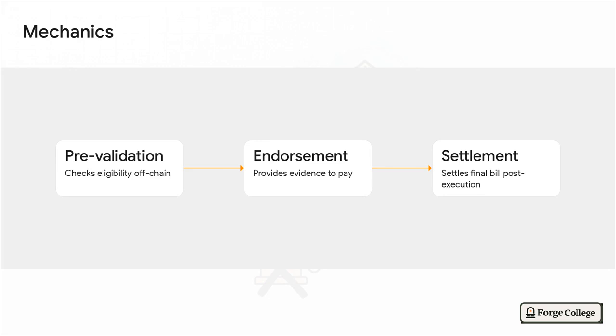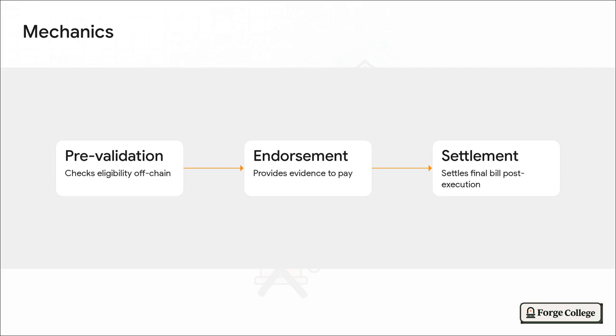This is where the paymaster checks eligibility off-chain. It's looking at nonces, the sender, or off-chain signals just to see if they actually want to pay for this specific transaction. Step 2 is endorsement. Here, the paymaster provides hard evidence to the bundler that, yes, it will pay. This is usually done by an on-chain signature or by posting a deposit.